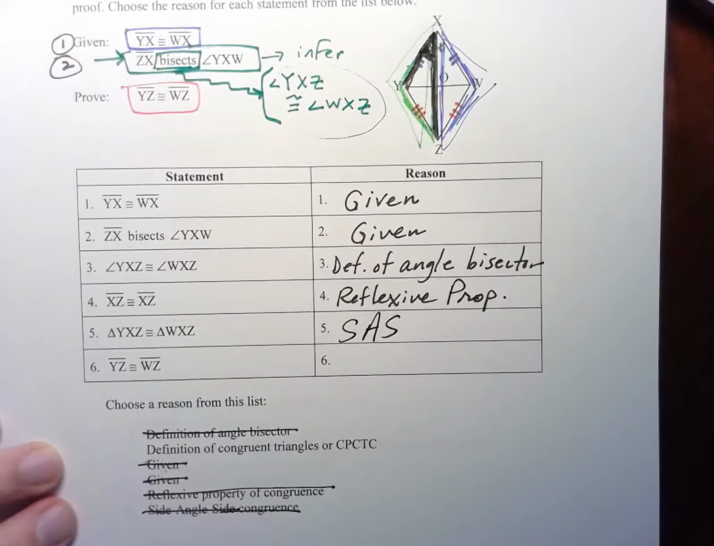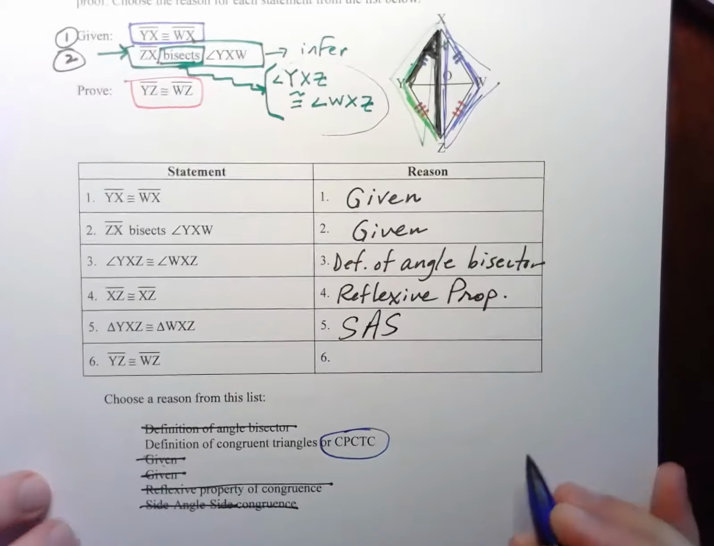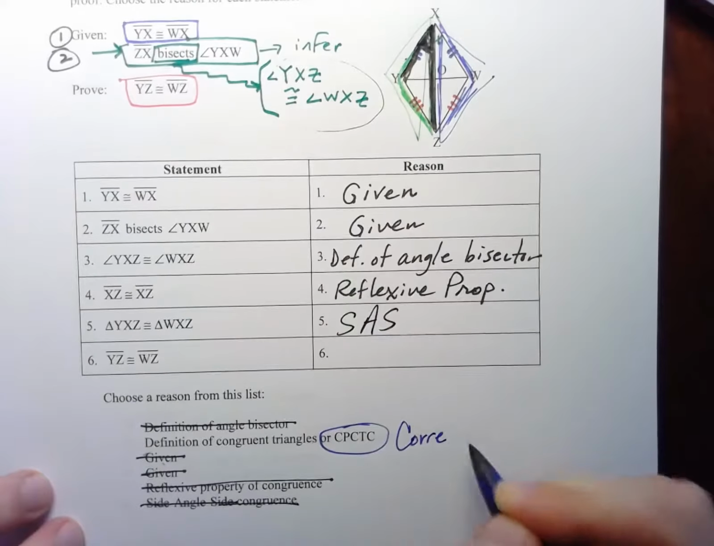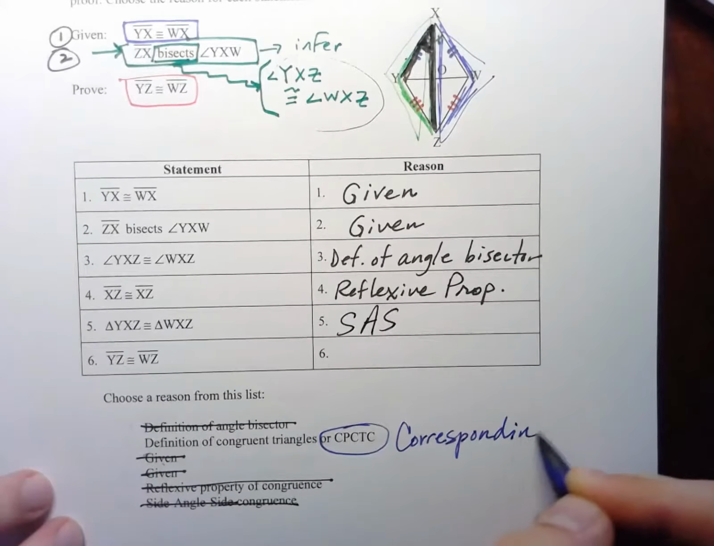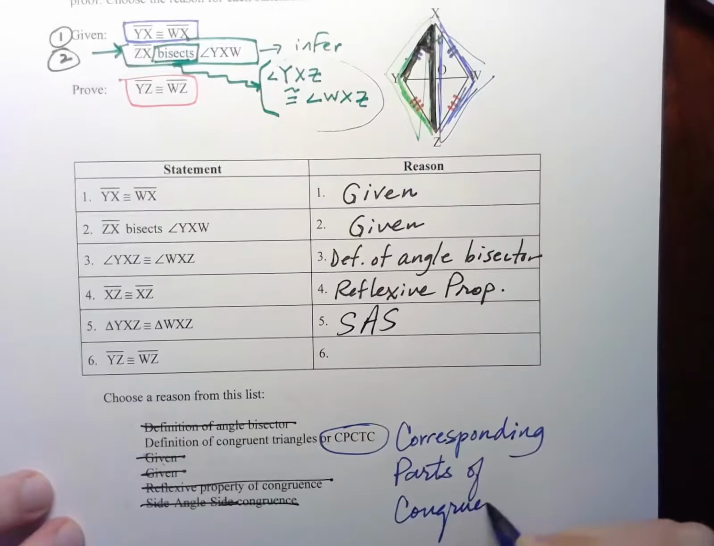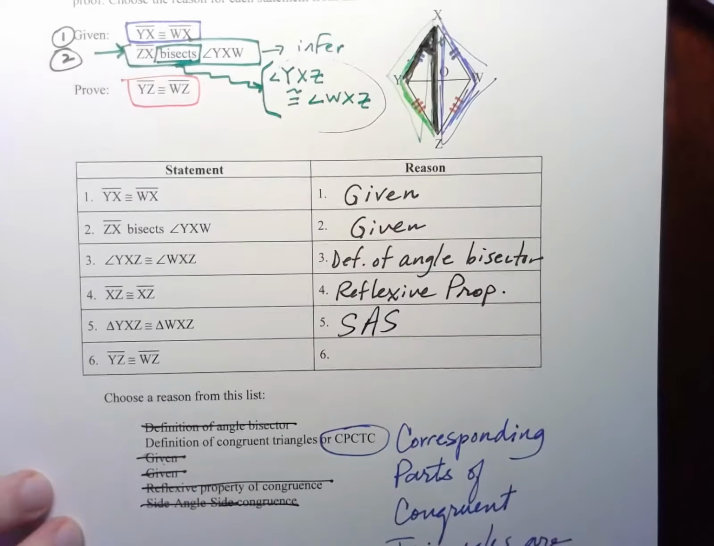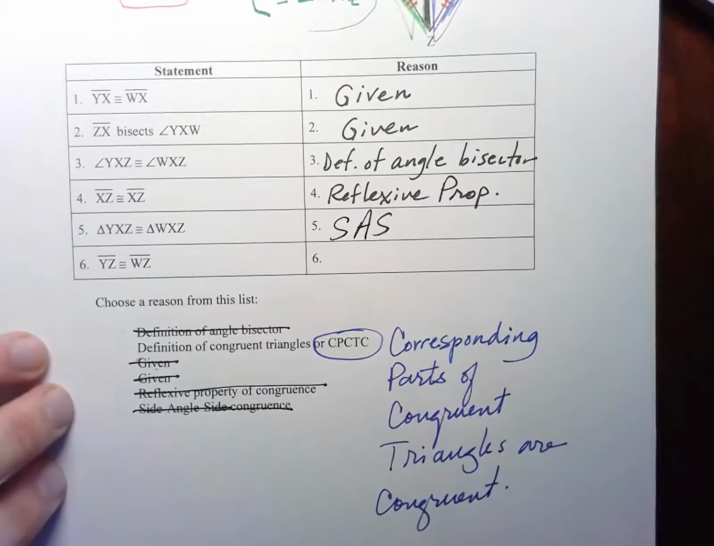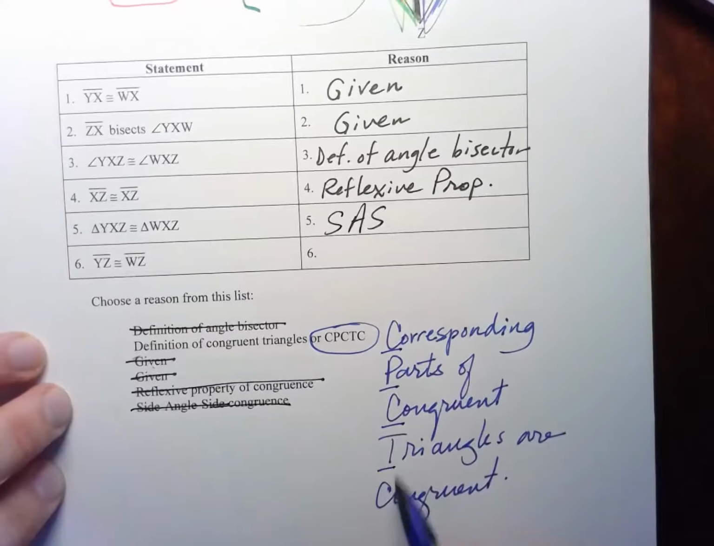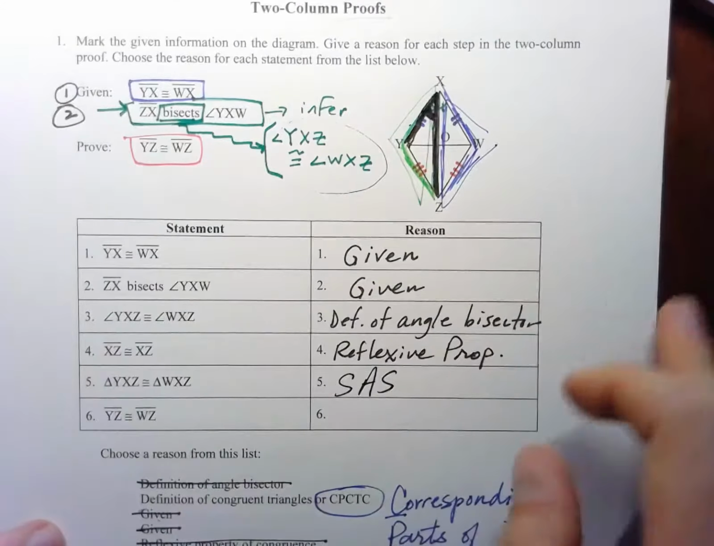And then because of that, what can we do because of that? Well, this is a very important part of congruence in triangles. CPCTC. This stands for corresponding parts of congruent triangles are congruent. CPCTC. Okay? So what that means is that we've shown these two triangles are congruent.